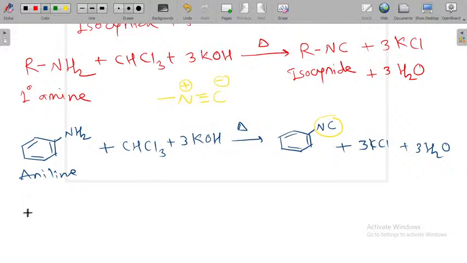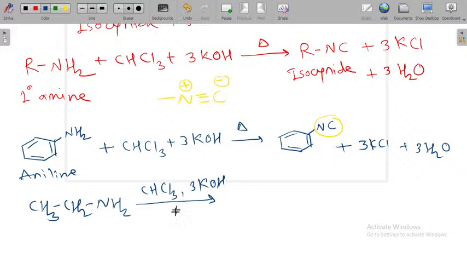Now the next example is ethylamine, CH3CH2NH2. With ethylamine I am writing this reaction in a different fashion. With CHCl3, 3KOH, and on heating, what is the product? In place of the NH2 group you have to add the isocyanide group NC. That is the product, ethyl isocyanide.